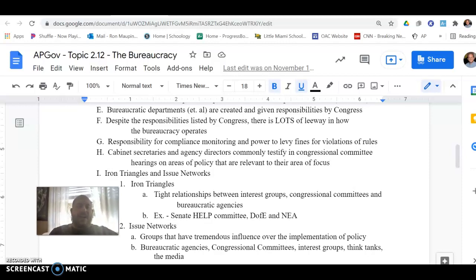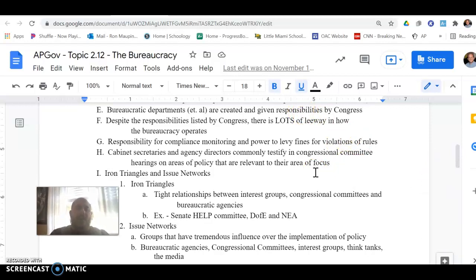Now, with regards to iron triangles, they are a more traditional type of relationship that involves bureaucratic agencies. Many political scientists would say that it's maybe a little bit simplistic to describe the relationship today, especially in comparison to issue networks, which we'll get to in a moment. But that being said, iron triangles are still an important concept to know, so let's get to it.